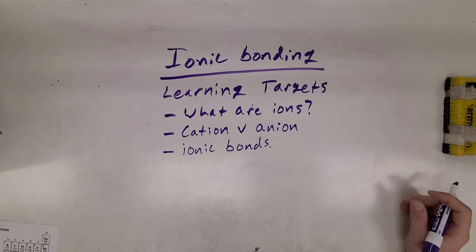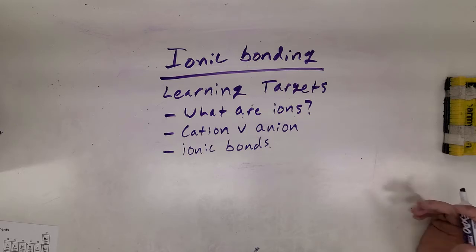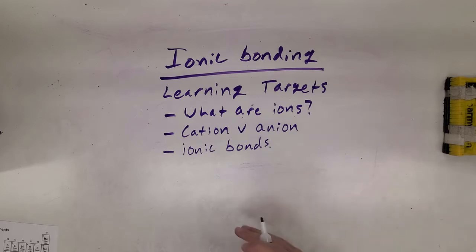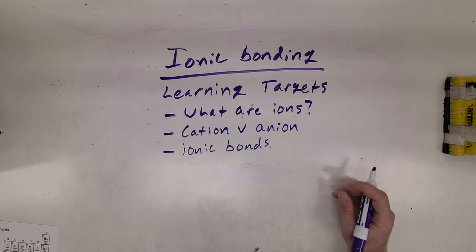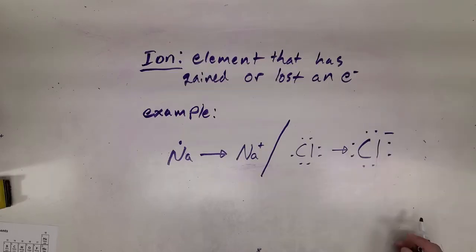For this video, we're going to focus on what ionic bonding is. The learning targets that we're going to talk about for this video are what are ions, the difference between a cation and an anion, and then we'll start talking about how ionic bonds form. Let's go ahead and get started.